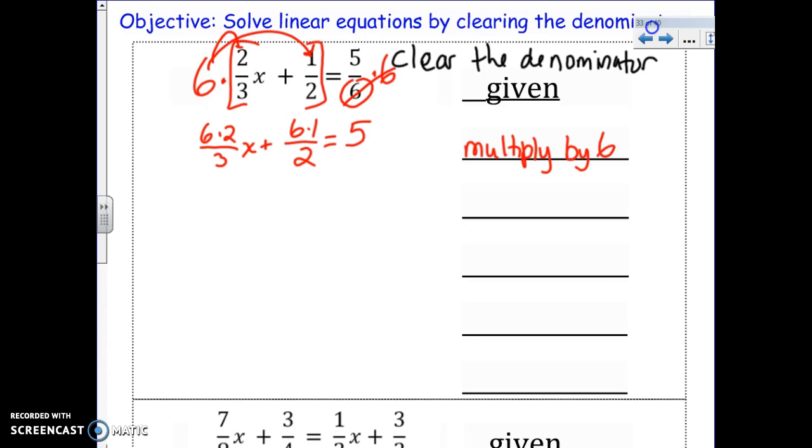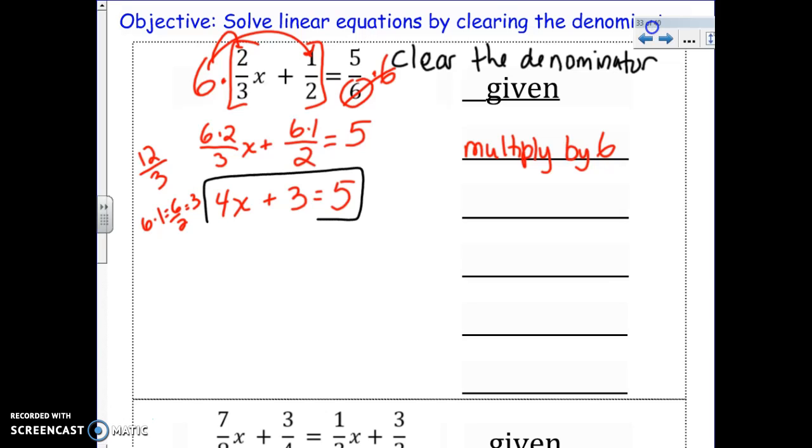And then I need to simplify. 6 times 2 is 12. 12 divided by 3 is 4. So now I have 4x. My fraction is gone. Plus 6 times 1 is 6. Divided by 2 is 3. So now that fraction is gone. And now I'm left with an equivalent equation. 4x plus 3 equals 5.